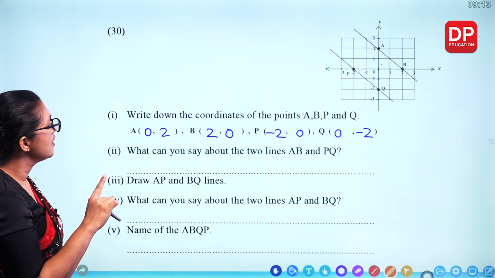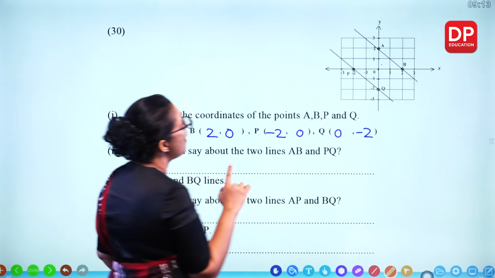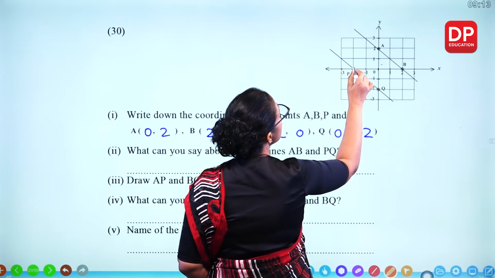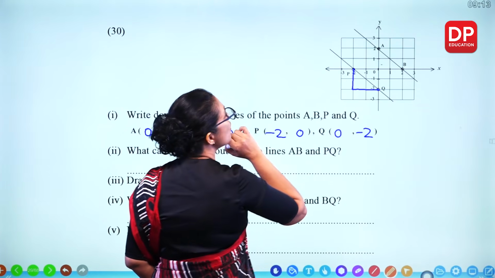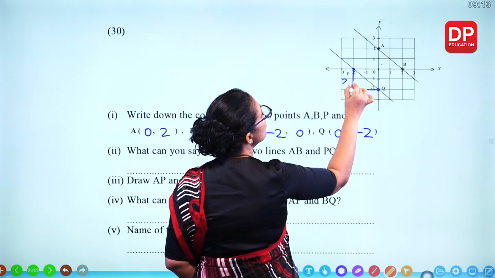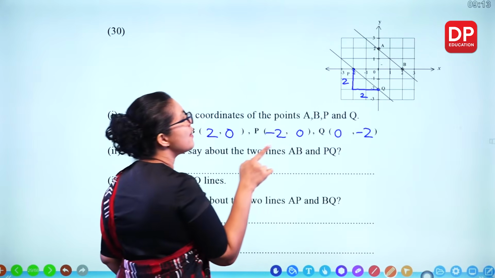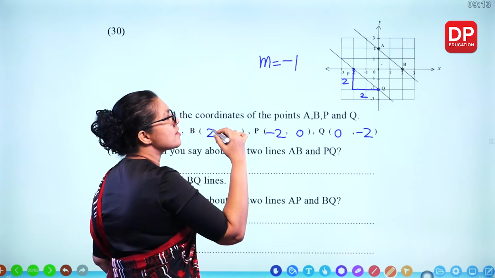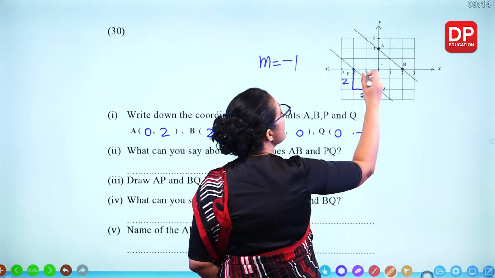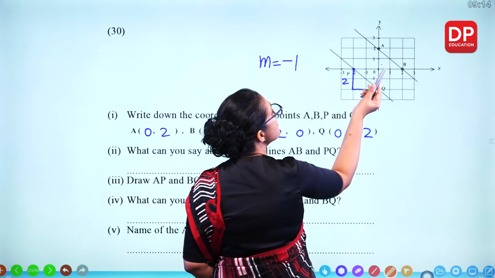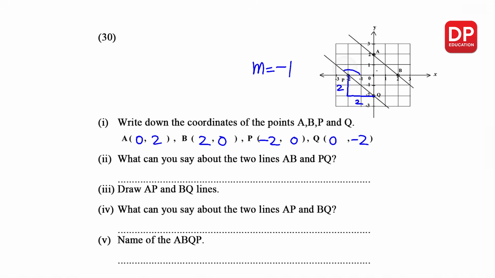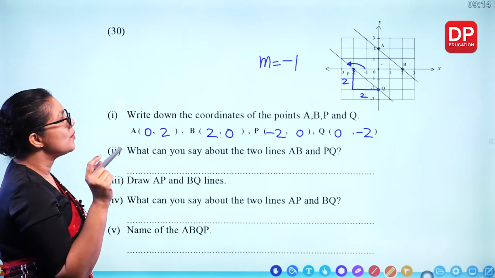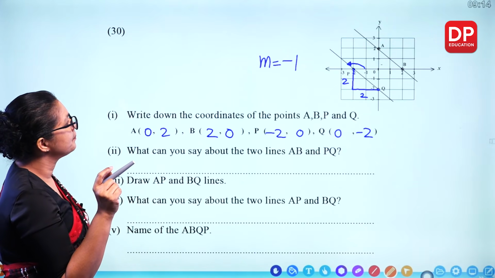We can see these are parallel. So we will take any 2 points and find out the slope. This is 2 and this is 2. 2 divided by 2 is 1. But this is -1 because I told you this way the slope is negative. It makes not an acute angle. It makes an obtuse angle with the x-axis.